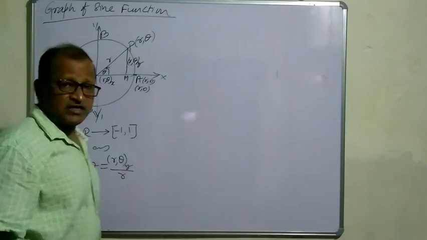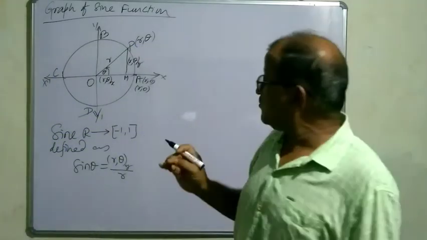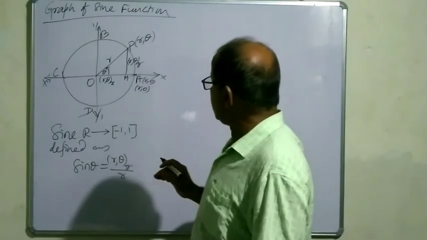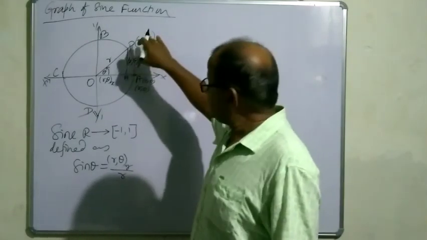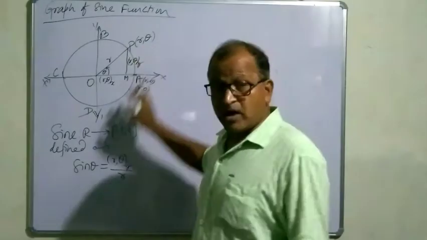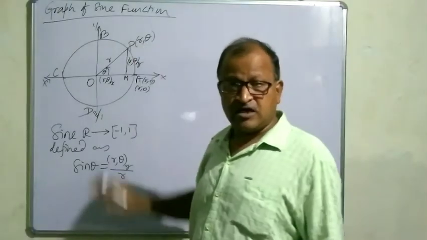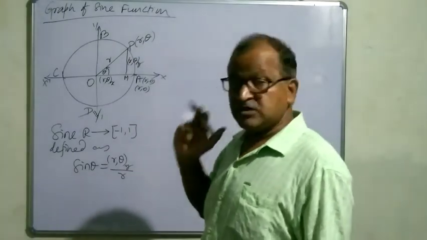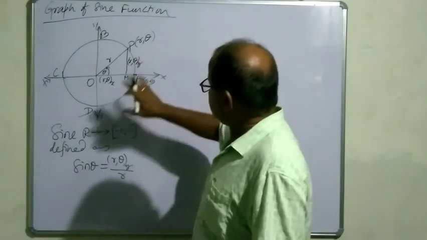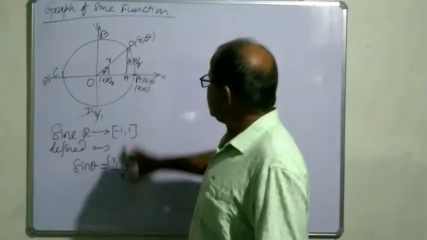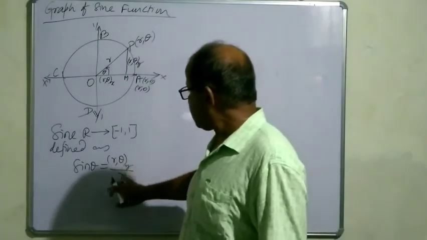What is r theta x? It is the x coordinate, in Cartesian form, of the point whose polar coordinates are r, theta. Similarly, r theta y is the y coordinate of the point whose polar coordinates are r, theta. So OM is r theta x and MP is r theta y. Now, sin theta is r theta y by r.